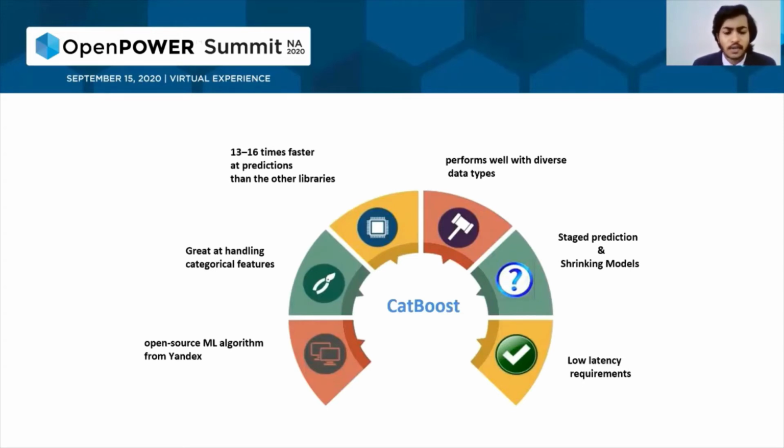CatBoost is also appreciated for its ability to outperform other algorithms when it comes to handling categorical features. Previous algorithms tackled this issue of sparse features by exclusive feature bundling. CatBoost is also 13 to 16 times faster in predictions than other libraries, according to the Yandex benchmark.